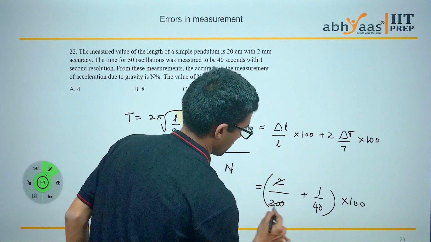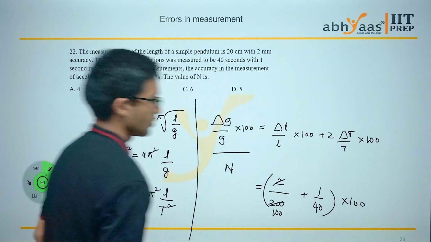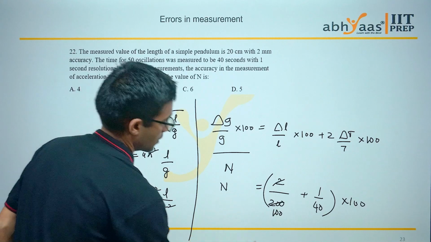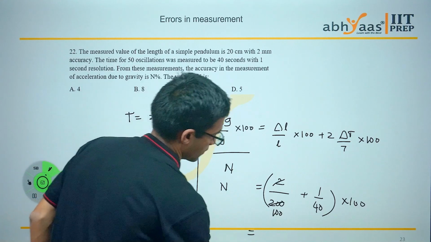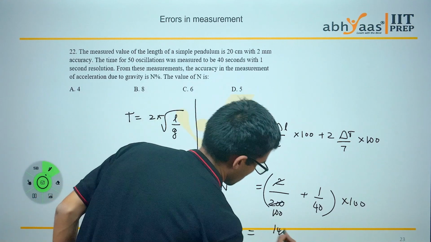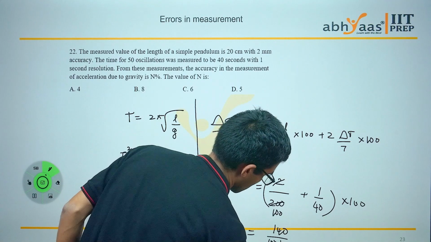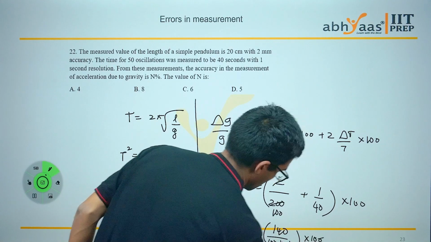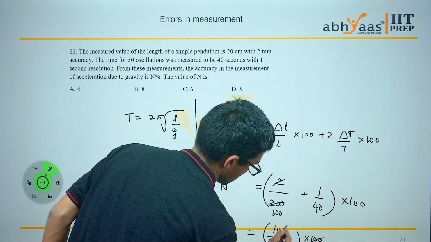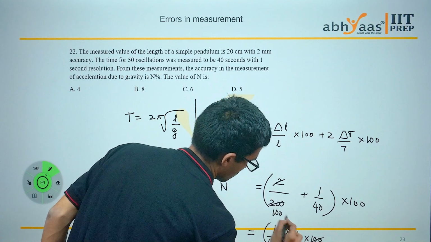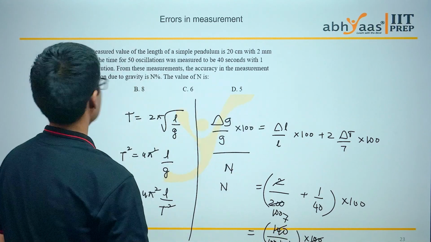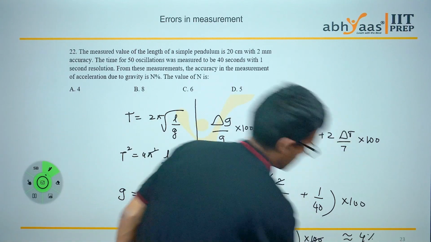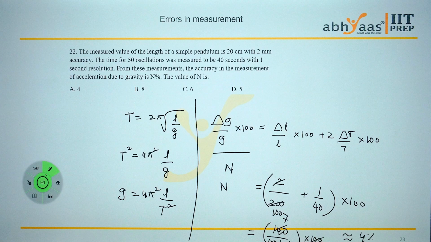Okay, 1 by 100 you can write. So if you observe this, this is N. You can try to calculate this one: 140 by 100 into 40 into 100. The 100 gets cancelled. 140 by 40 is 7 by 2, which is 3.5. It's almost near to 4%. Okay, this is the answer.